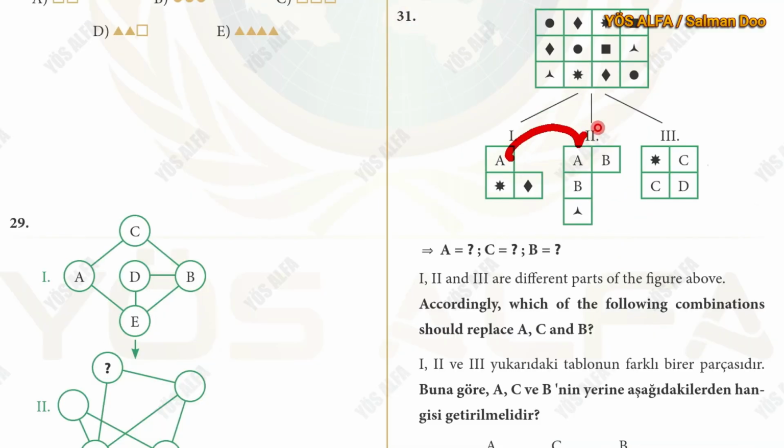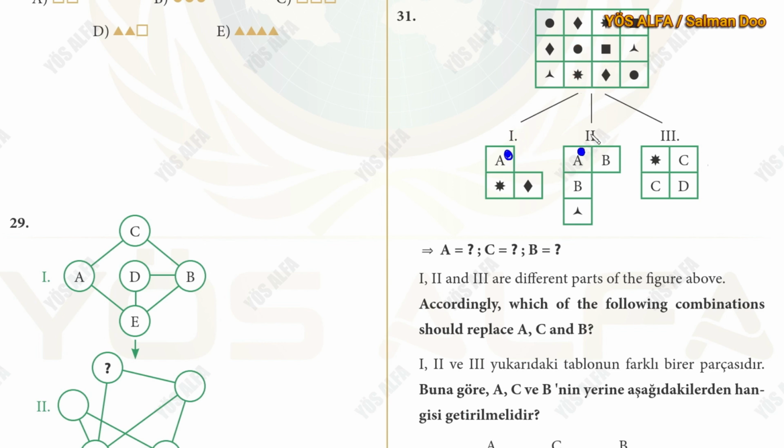31. The three different pieces are given, and they are taken from this table over here, and we're asked to find A, C, and B. So let's start from the first piece. We have a star and diamond together, side by side. Star and diamond together. Do you have any other choices like this in the table? No. So A has to be here, a circle.